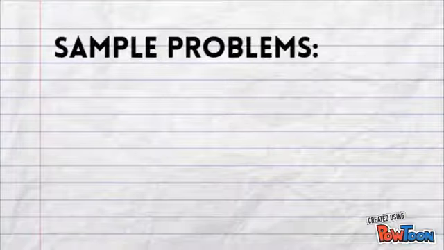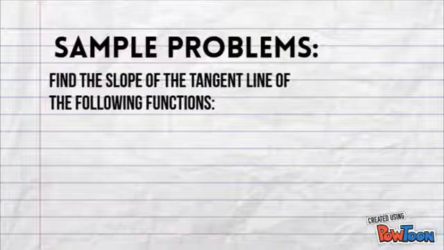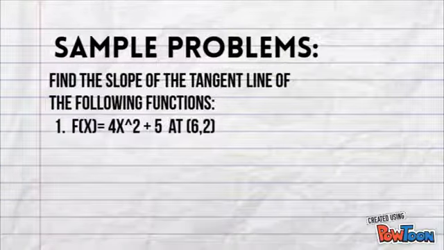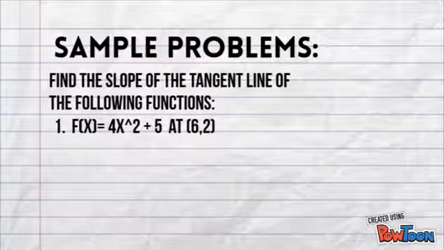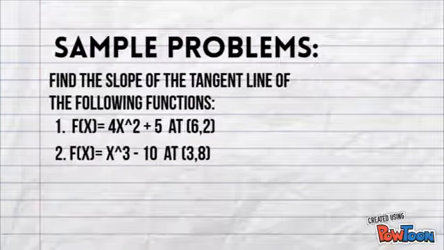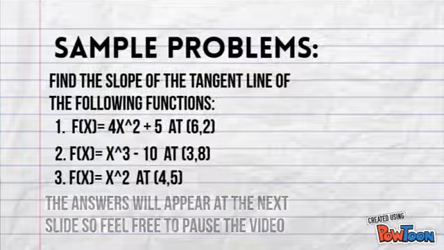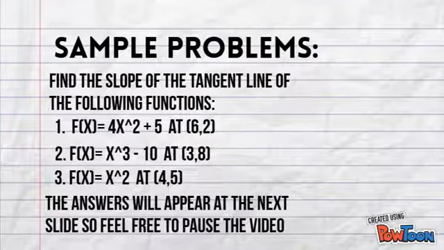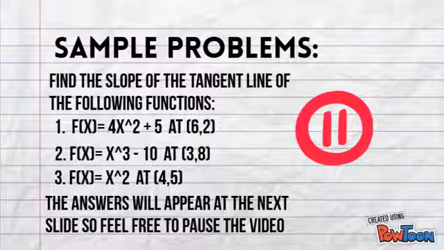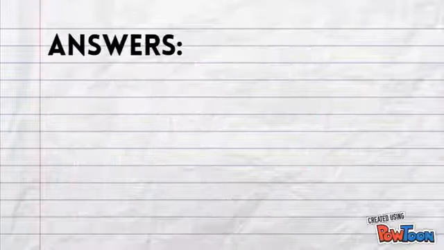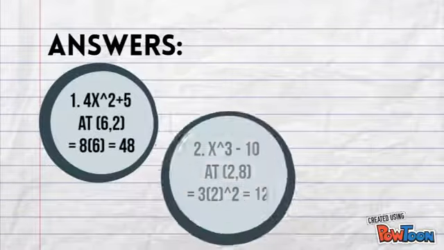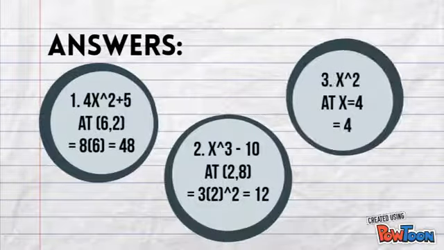Here are some sample problems that will help you practice. Number 1, 4x squared plus 5 at x equals 6. Number 2, x cubed minus 10 at x equals 3. And number 3, x squared at x equals 4.5. The answers will appear at the next slide, so feel free to pause the video. Here are the answers. Number 1 is 48, number 2 is 12, and number 3 is 4.